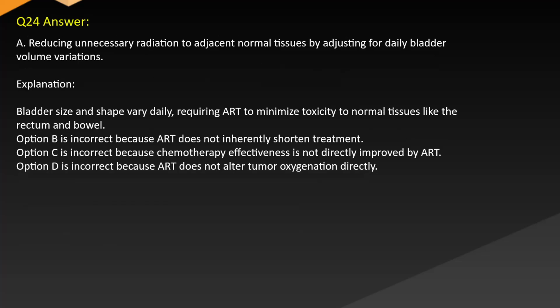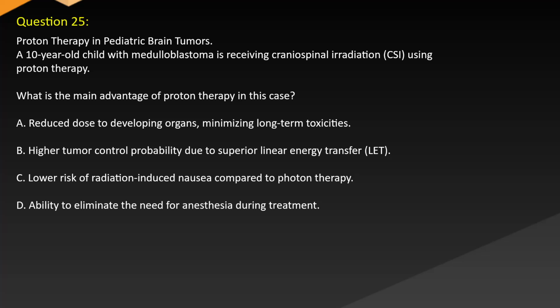Answer A. Reducing unnecessary radiation to adjacent normal tissues by adjusting for daily bladder volume variations. Explanation: bladder size and shape vary daily, requiring adaptation to minimize toxicity to normal tissues like the rectum and bowel. Option B is incorrect because adaptation does not inherently shorten treatment. Option C is incorrect because chemotherapy effectiveness is not directly improved by adaptation. Option D is incorrect because adaptation does not alter tumor oxygenation directly.